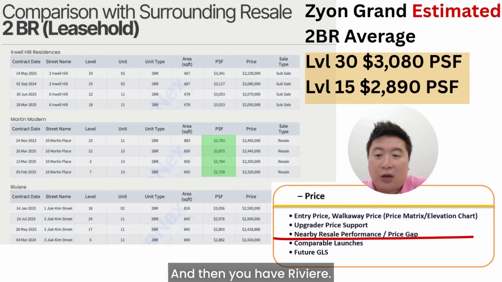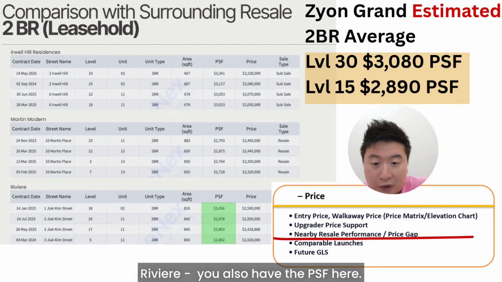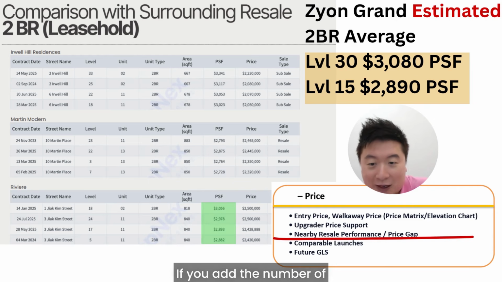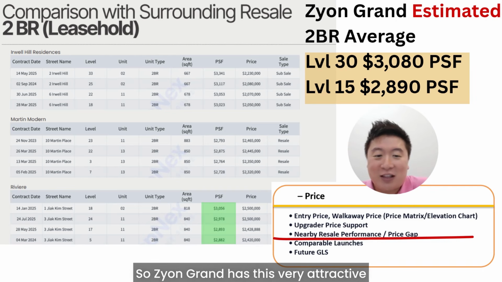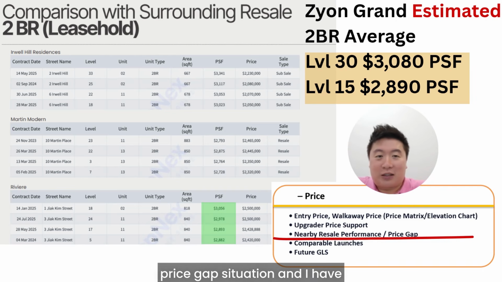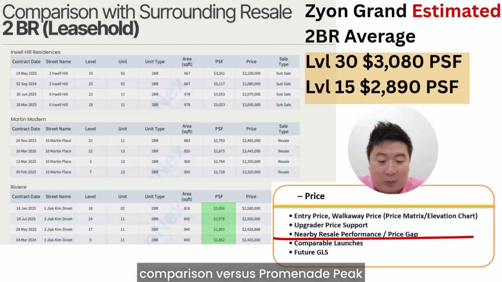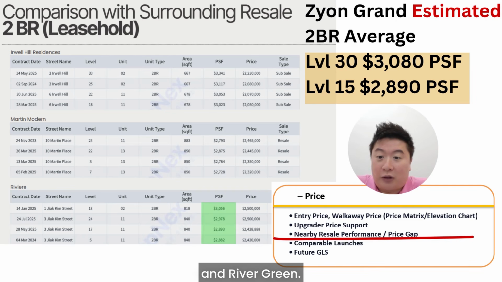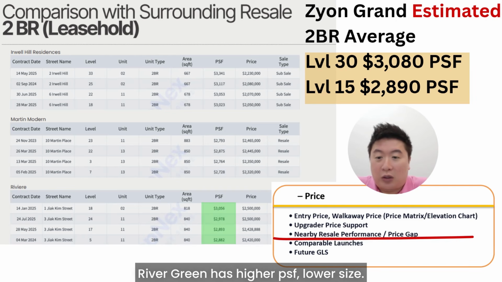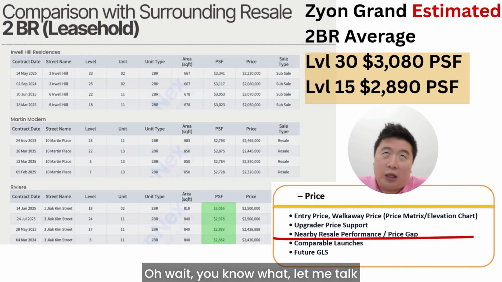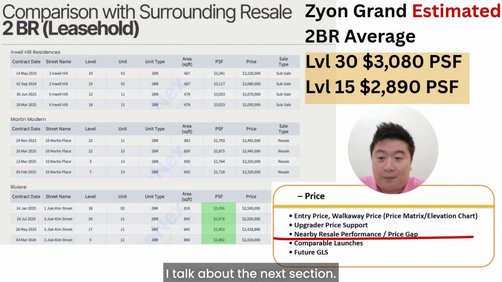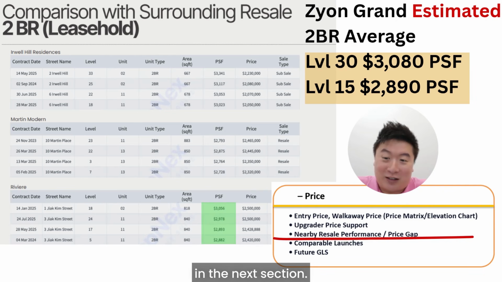And then you have Riviera. Riviera, you also have the PSF here. If you add the number of years difference, I can assure you that it's still higher than Zion Grand. So Zion Grand has this very attractive price gap situation. And I have not even talked about its comparison versus Promenade Peak and River Green. River Green has higher PSF, lower size, so the quantum is lower. Oh wait, you know what? Let me talk about those two new launches when I talk about the next section, rather than this section.